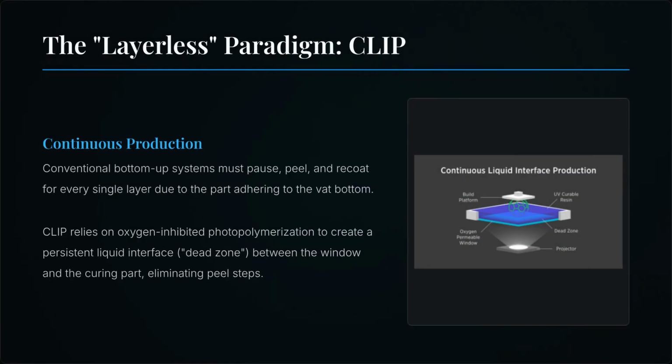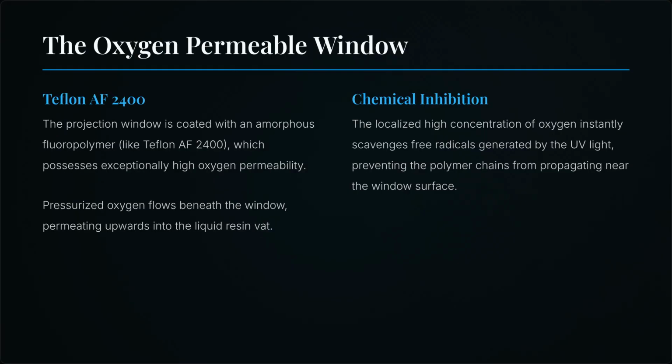In our next segment, part 5, we examine CLIP, or continuous liquid interface production. CLIP bypasses the traditional layer peel cycle by maintaining a liquid oxygen-inhibited "dead zone", allowing for truly continuous and rapid part growth. CLIP utilizes an oxygen-permeable window made of materials like Teflon AF 2400. This window allows pressurized oxygen to flow into the resin, creating a stable, thin, non-polymerized layer.